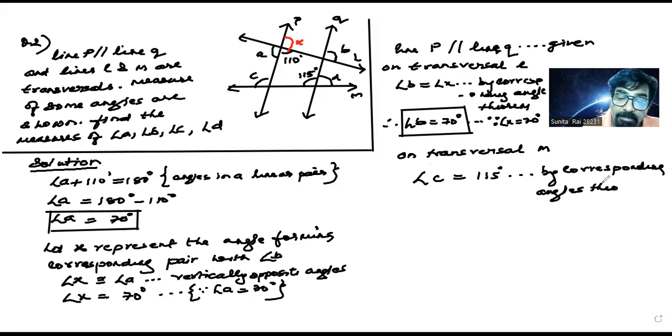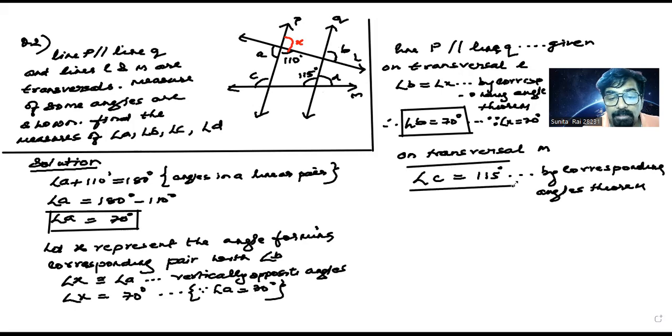Okay. Why am I saying corresponding angles theorem? Look, child, C and 115 degrees are corresponding angles. These two lines are parallel. When lines are parallel, corresponding angles are equal. So C equals 115 degrees. I put this also in a box, children. This is also an answer. I put it in a box.